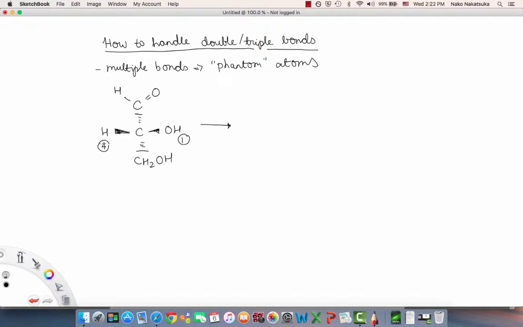So now I'm competing this carbon against this carbon. Well, here's where the multiple bonds become phantom atoms. We can now look at this top carbon as having 2 bonds to oxygen. So this oxygen is basically a phantom atom where it doesn't actually exist, but the double bond is making it appear so. And thus, when I draw this again, now it's pretty easy for you to see how I'm going to assign the priority groups.